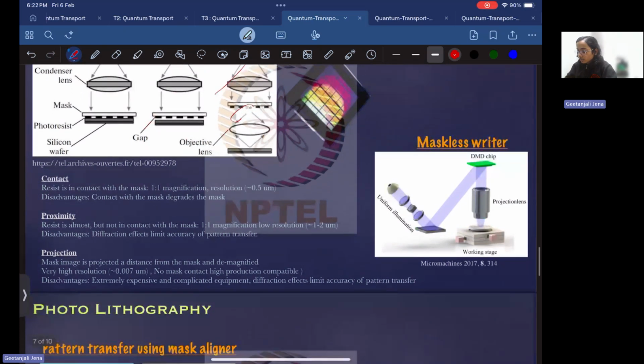Among the new techniques, we also have a maskless writer where we use a DMD chip to write the pattern on the sample.